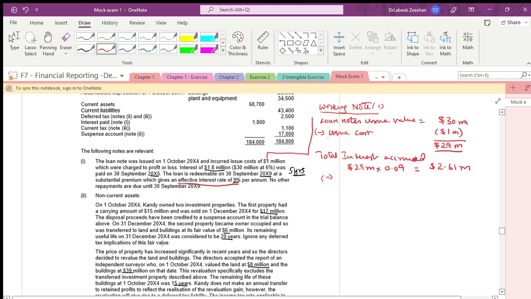Now, how much interest have we paid? Interest paid is 1.8 million. So 2.61 minus 1.8 comes to 0.81 million.